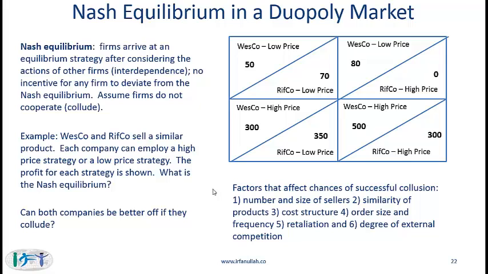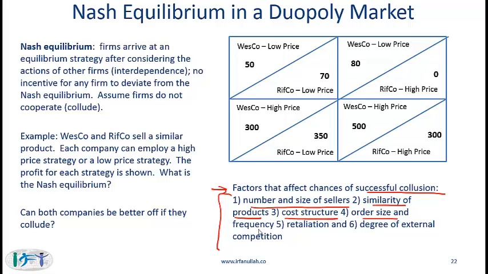According to the curriculum, here are the factors that affect chances of successful collusion, and I suggest you learn these 6 factors. The number and size of sellers, this is fairly intuitive. If we have few sellers, for example only 2 over here, then it is easy to collude. Also, if we have one dominant player, then collusion becomes easier. If products are similar, then collusion is easier relative to a situation where products are not that similar. If the cost structure is similar, then the chances of collusion become more.